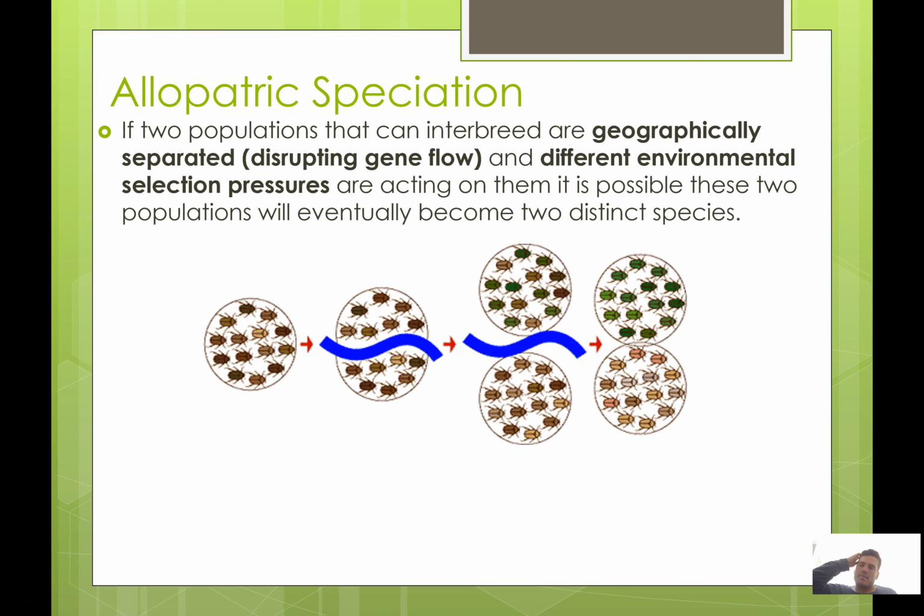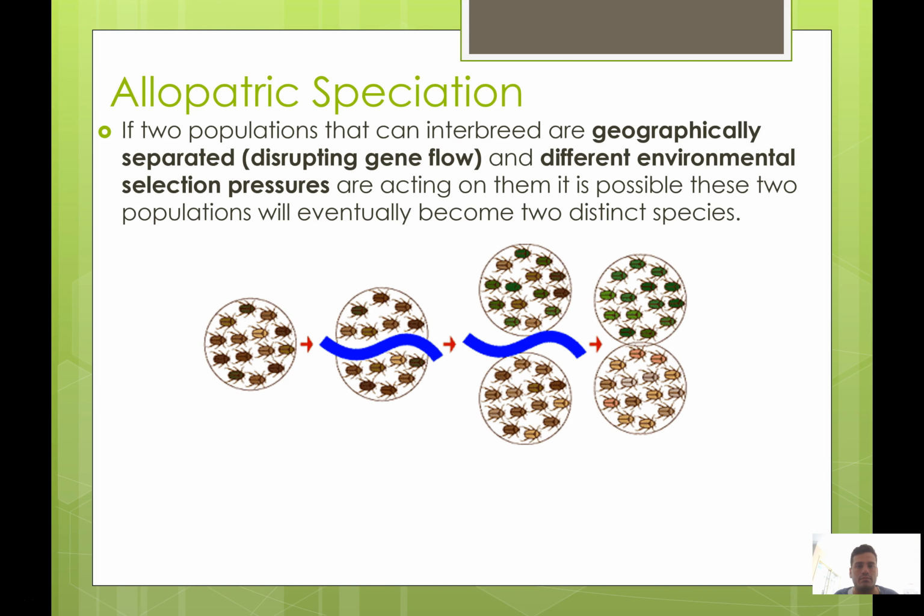All right, so now that we've sort of tried to define a species, let's talk about one of the ways that species form. So if we have two populations that can interbreed, and these are really geographically separated, so we're disrupting the gene flow between these populations, and we have different environmental selection pressures in each of these populations, it's possible that these two populations of the same species eventually become two distinct species.